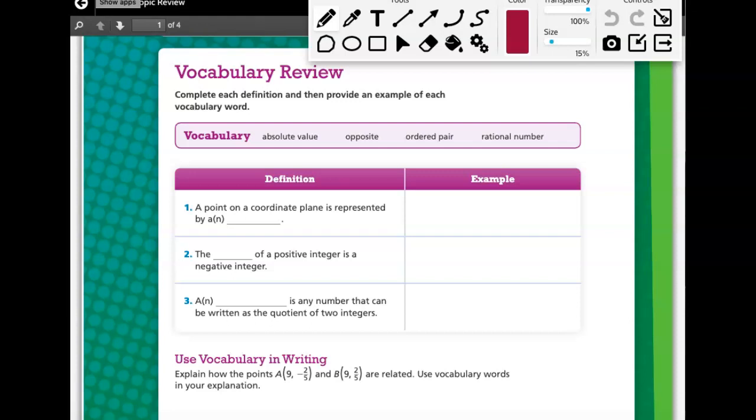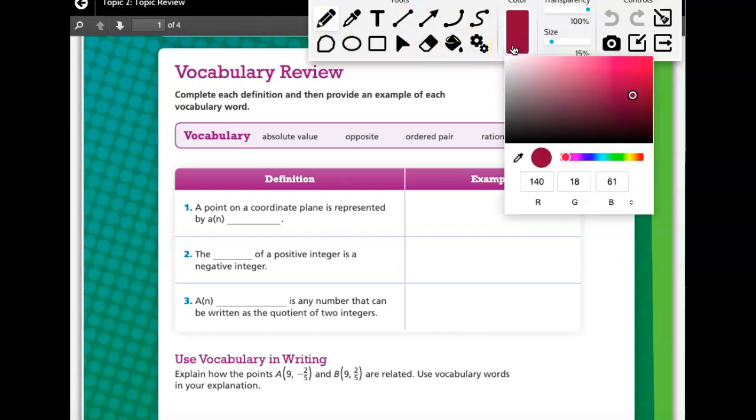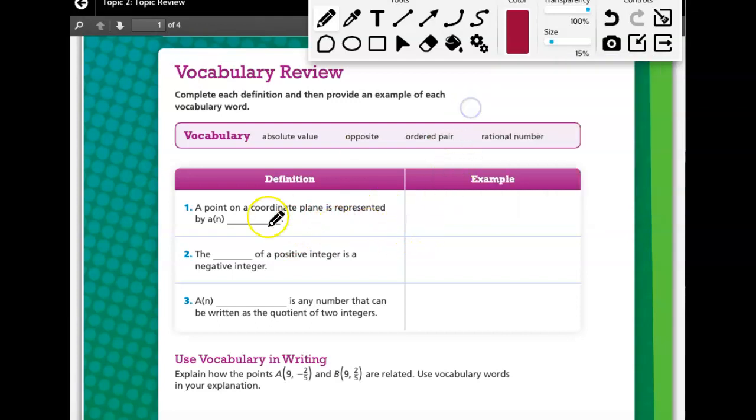All right, time's up. So who could share something? Who could share the answer for this one? Should I call up or should you guys just share? A point on a coordinate plane is represented by a blank. What is it? John, what's your answer?